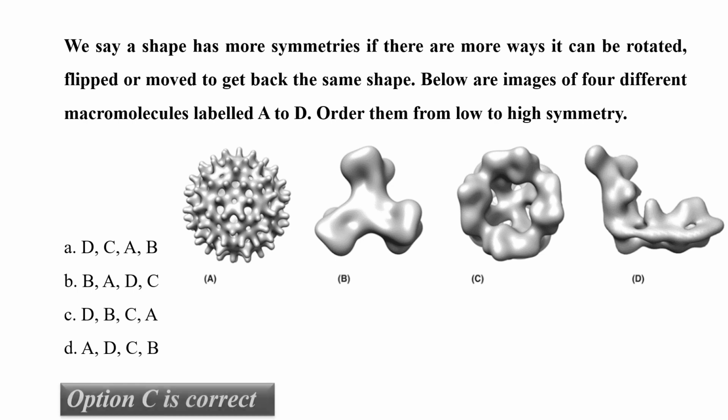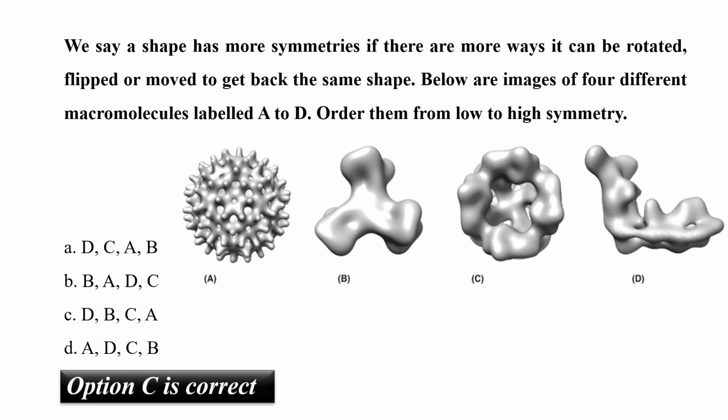Now, in this, the most symmetrical molecule is option A and the least is option D. So, the order from low to high symmetry is D, B, C and A. So, the option C is correct.